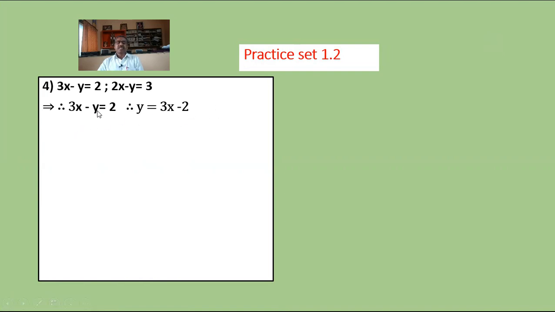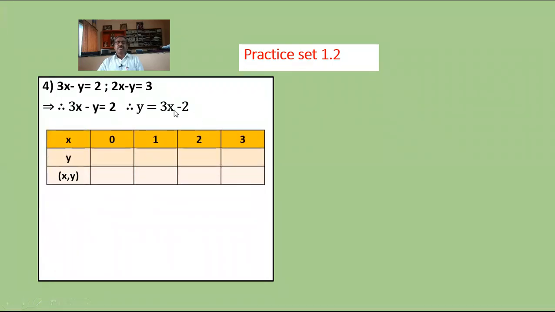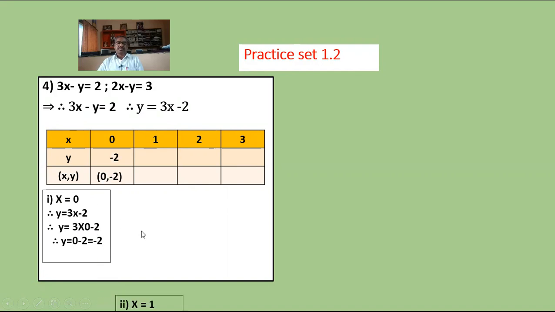First equation is 3x minus y is equal to 2, minus y goes to the RHS and plus 2 goes to the LHS, therefore y is equal to 3x minus 2. When we consider the value of x, then we get the value of y. First x is equal to 0, therefore y is equal to 3 into 0 minus 2, therefore y is equal to minus 2, and the coordinate point is (0, -2).